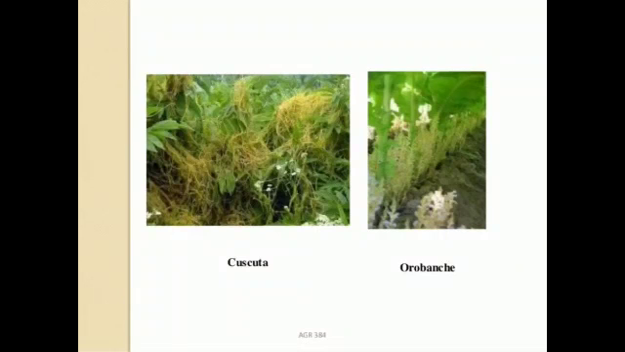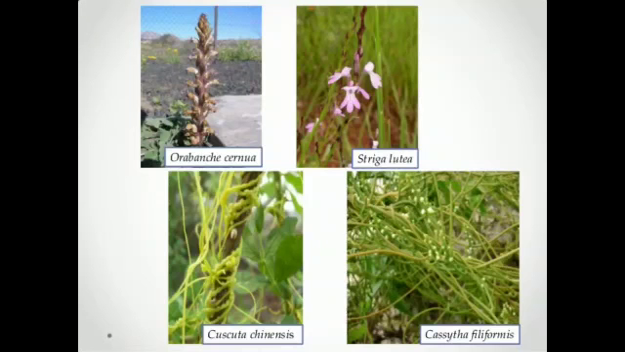So this is the Cuscuta weed and this is the Orobanche weed. Cuscuta is a total stem parasite, and Orobanche is a total root parasite. Okay, this is Striga, a partial root parasite. This is Cuscuta.